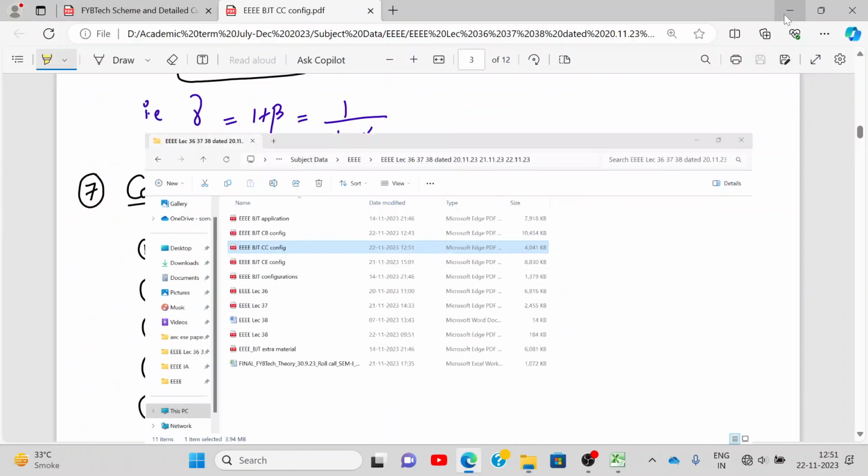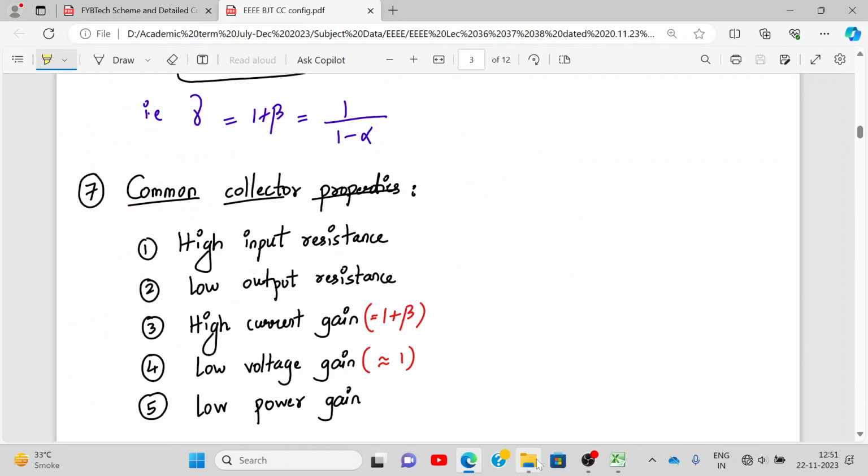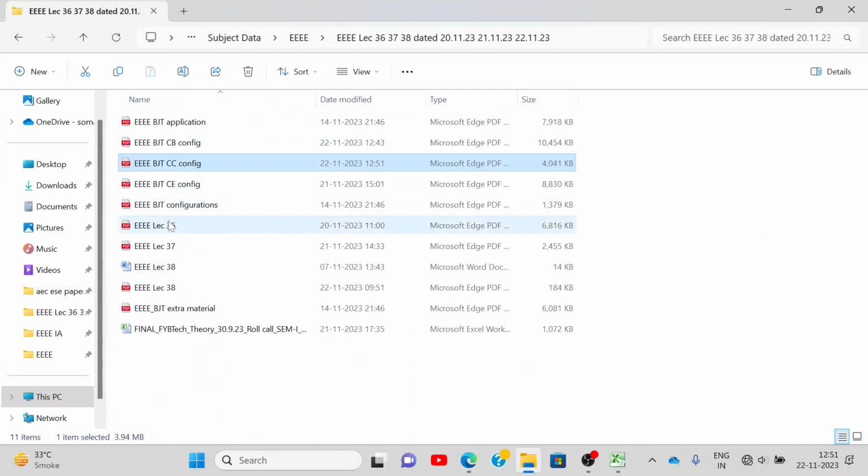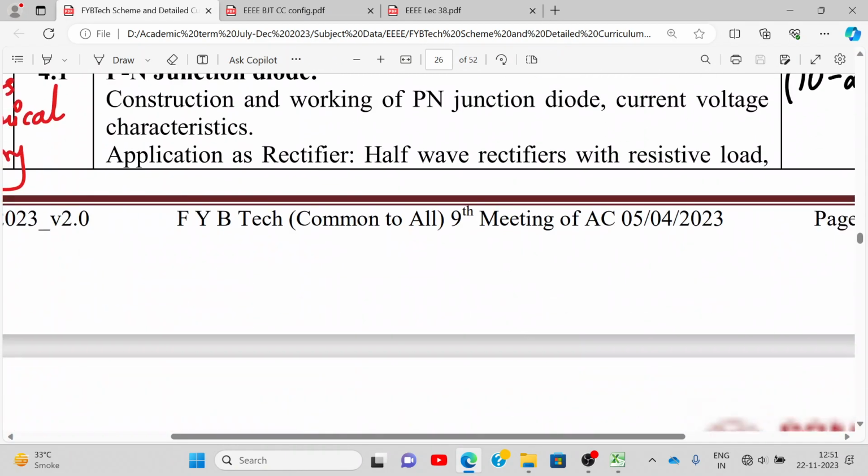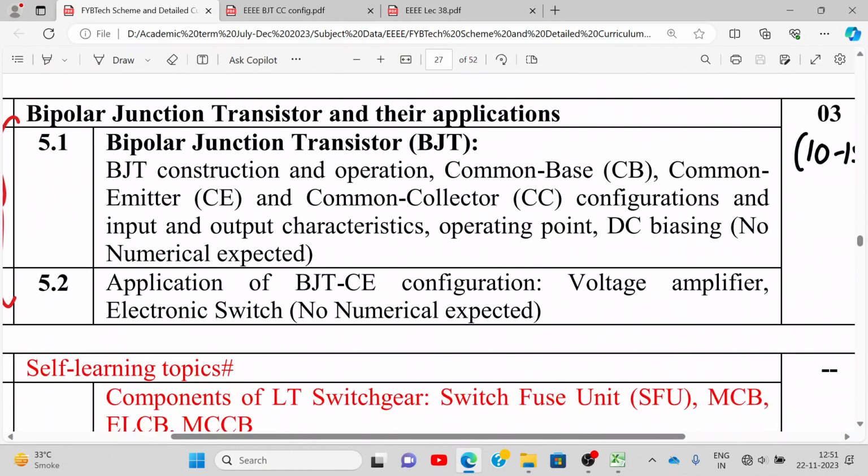Now, there is one thing which I want to cover. See, in your syllabus there are two terms written over here. One is operating point, one is DC biasing. So write down a few points over here. DC biasing in BJT.